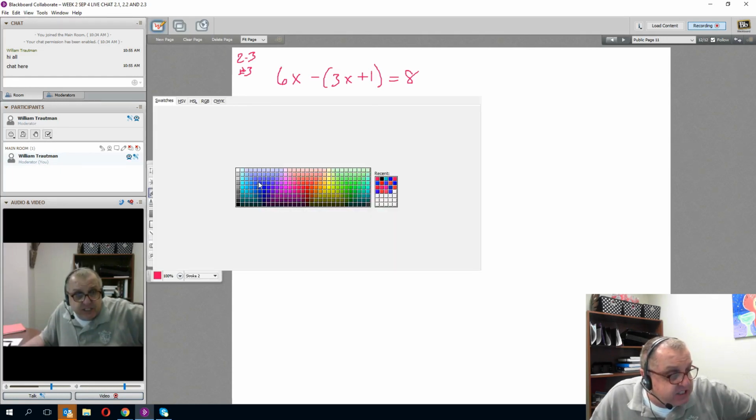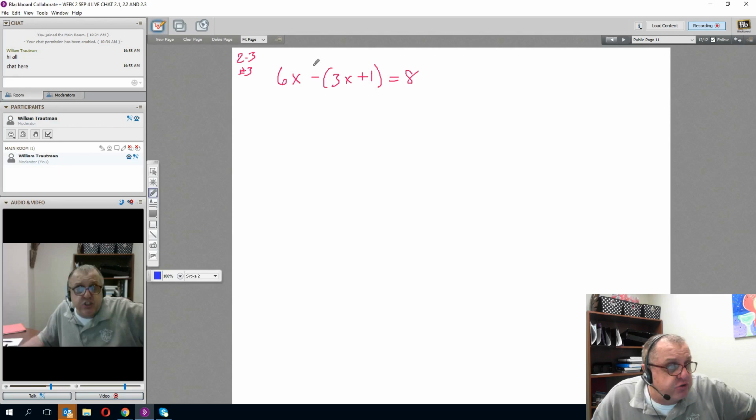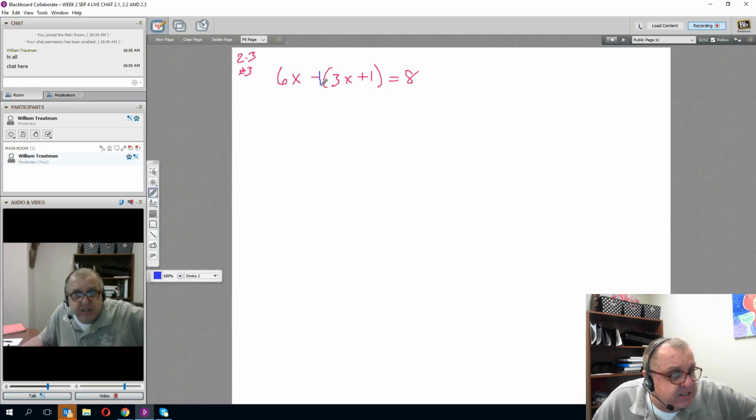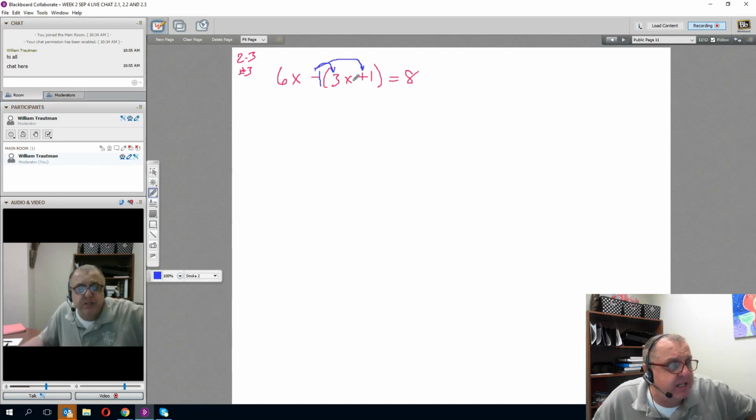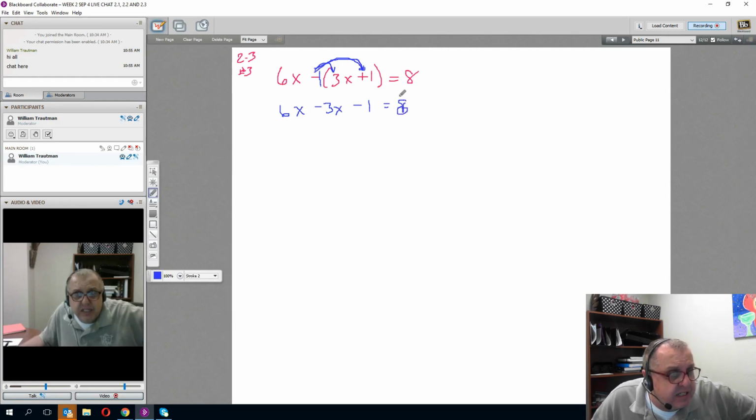So first it says distribute. We have a distribute. A negative in front of a parentheses is like saying there's an invisible negative 1. So it's negative 1 times. So I have to distribute that negative 1. Negative 1 times 3x is a negative 3x. Negative 1 times a positive 1 is a negative 1. Do you see when you distribute, the parentheses disappear?